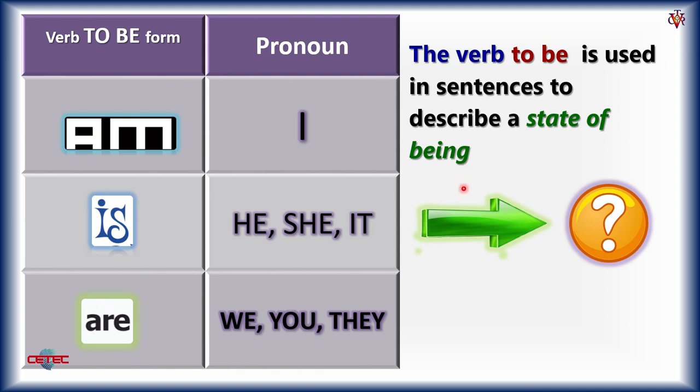Don't forget here now we have to use a question mark at the end. Now the verb to be is going to be first. Now the pronoun in the middle. Then the complement, and by the end a question mark. Am I? Is he? Is she? Is it? Are we? Are you? Are they?